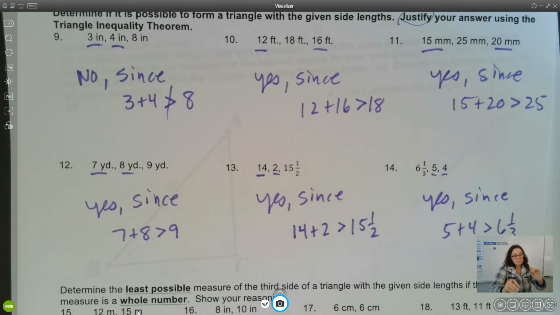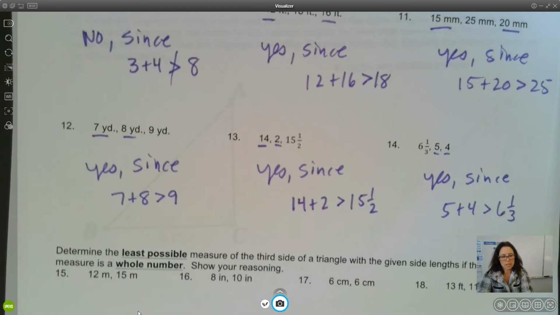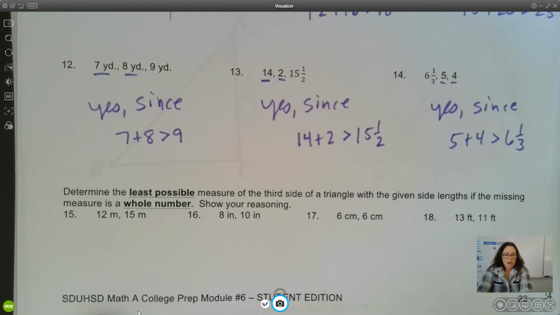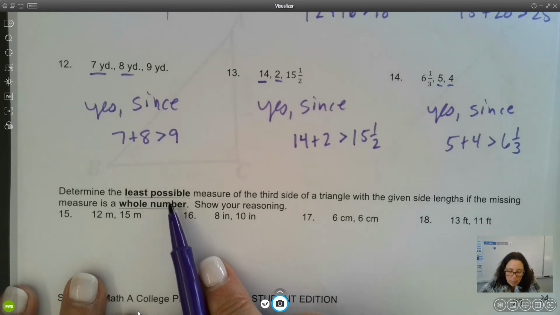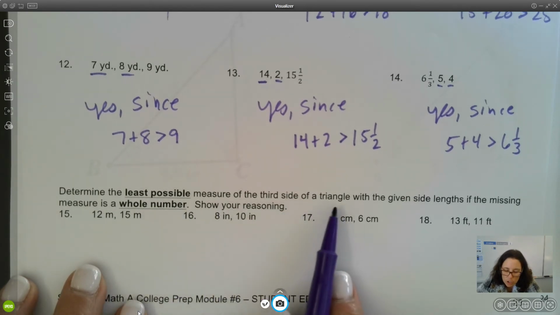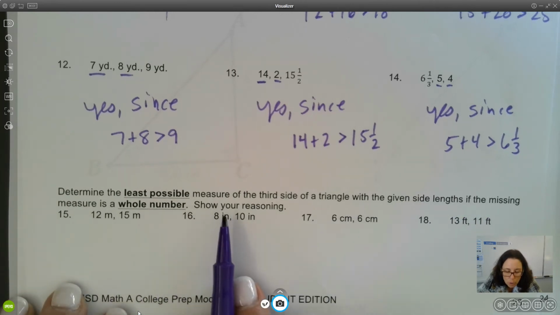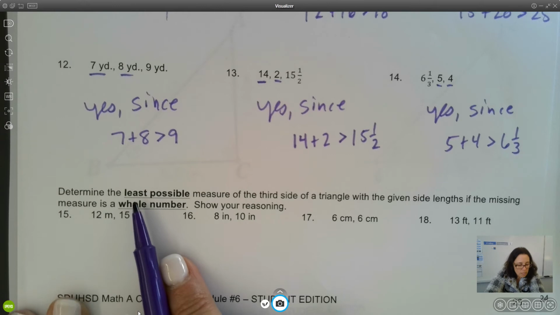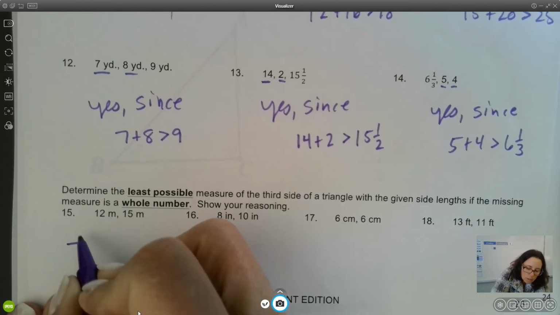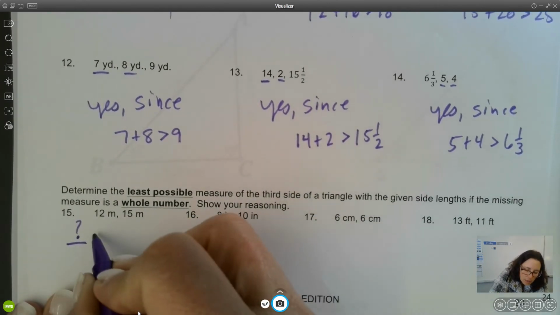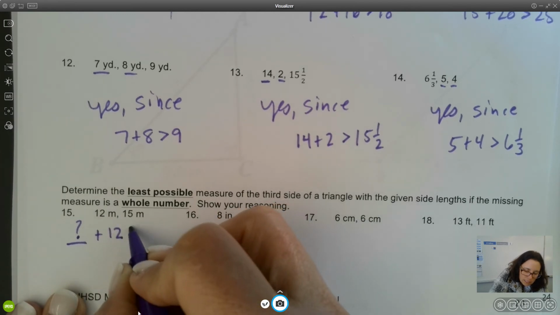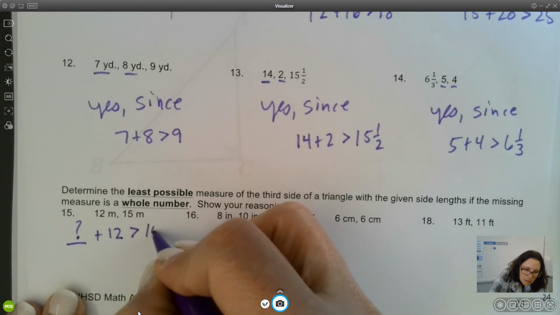Okay, now, here come tricky questions. Okay, the next handful we're going to do, 2 little sections. These are tricky. All right, determine the least possible measure of the third side of a triangle with given side lengths if the missing measure is a whole number. Show your reasoning. Okay, so we're looking for the smallest. We're looking for what this needs to be if you add 12 and it to 12, and it has to be bigger than 15.